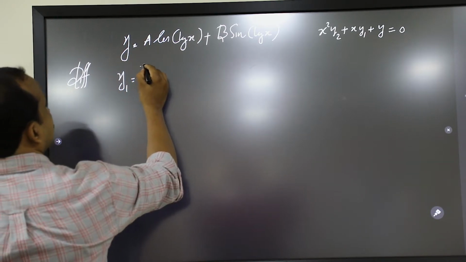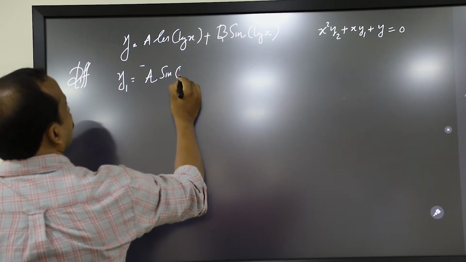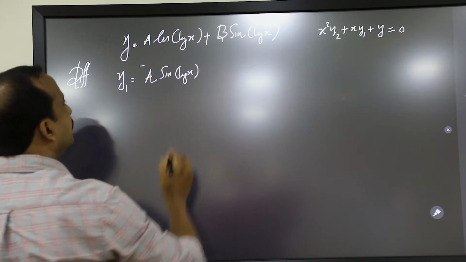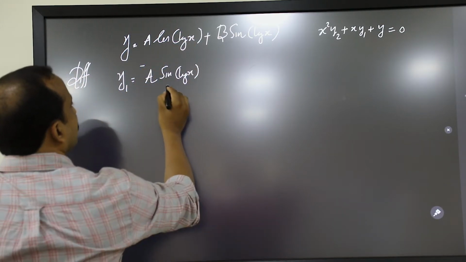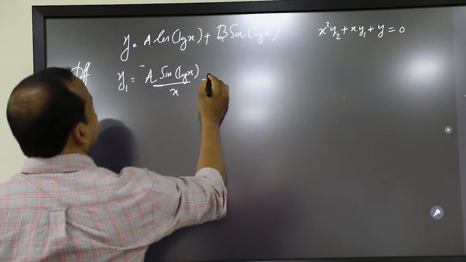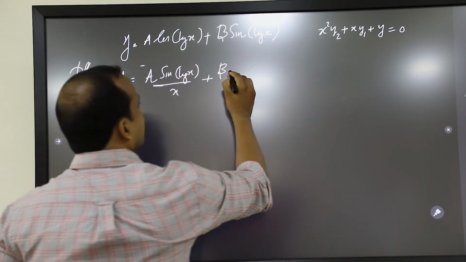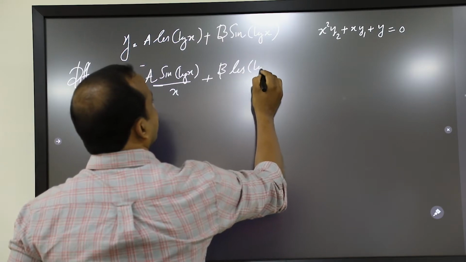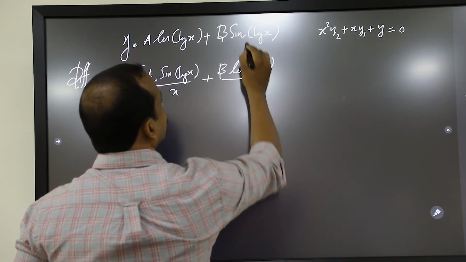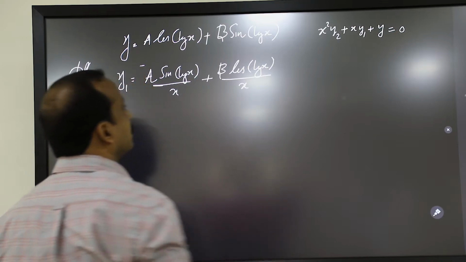the derivative of cos, which is minus sin(log x), into function of a function, the derivative of log x is 1/x, plus b into the derivative of sin, which is cos(log x), using function of a function, the derivative of log x is again 1/x.